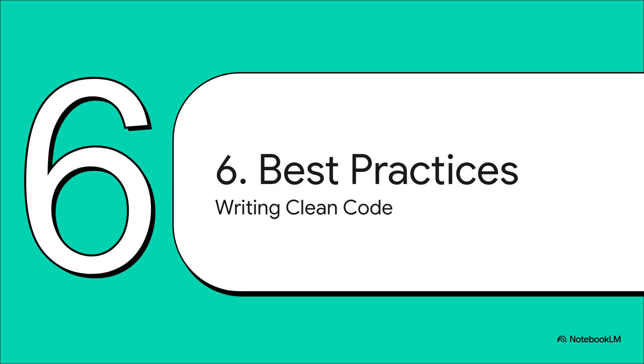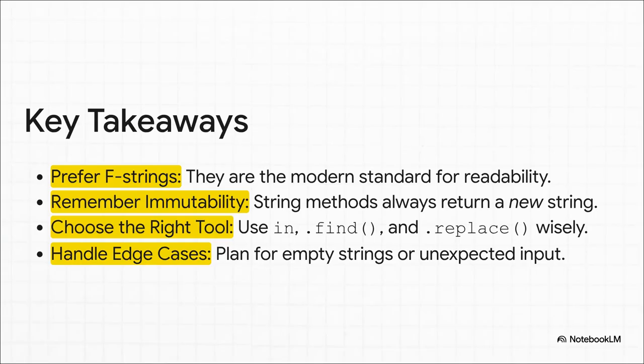Whew. Okay, we have covered a ton of ground, so let's pull back for a second and boil all of this down to a few key best practices you can take with you as you write your code. Rule number 1, just use F-strings. They're the new standard for a reason. Number 2, and I'm going to say it again, never forget that strings are immutable. You always have to save the result.